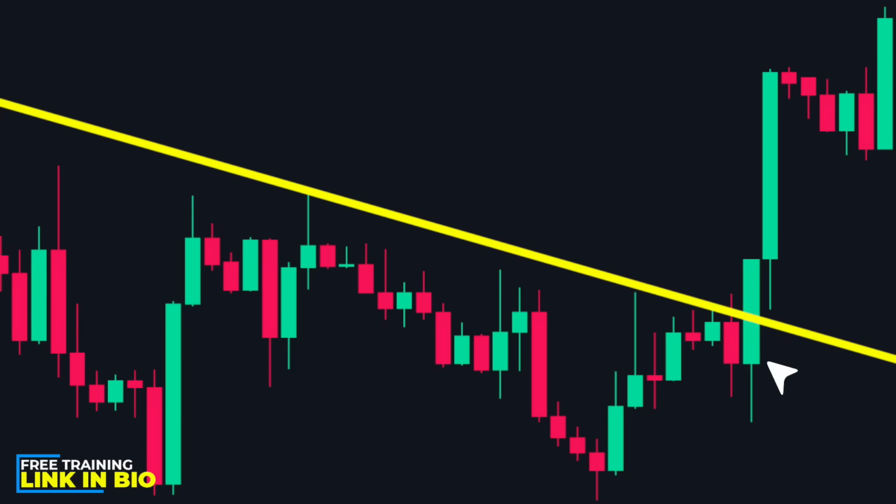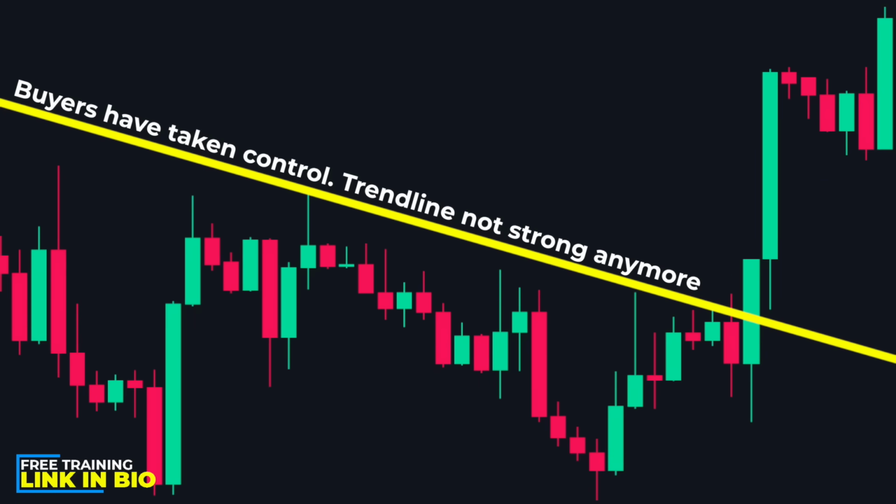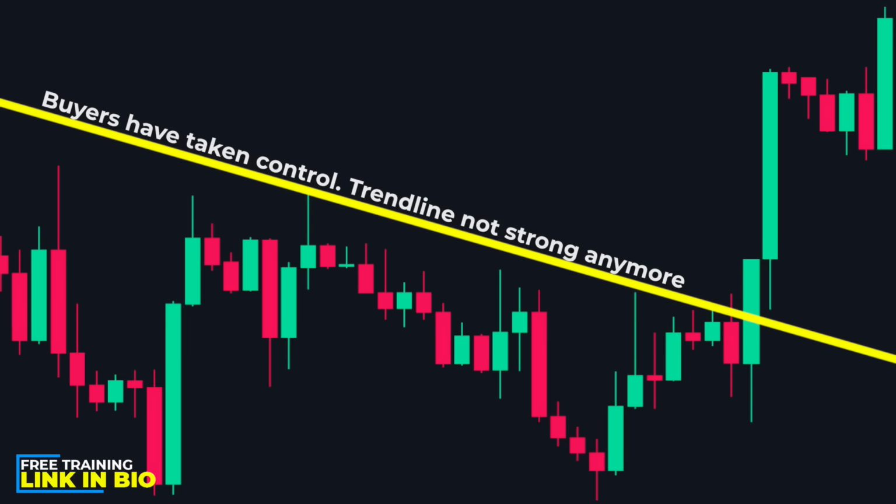The candle is followed by a large green candle that completely engulfs the red candle. It's a bullish engulfing candle. The low of the green candle is lower than the red candle. The high is higher than the red candle. Again, a very strong indication that the buyers have taken control and the trend line is not strong anymore.